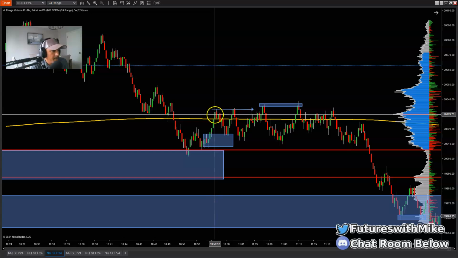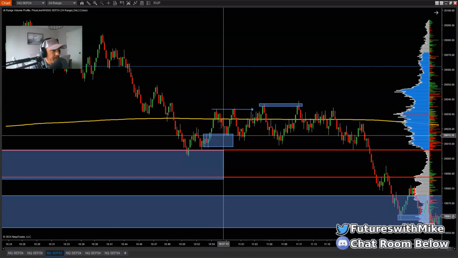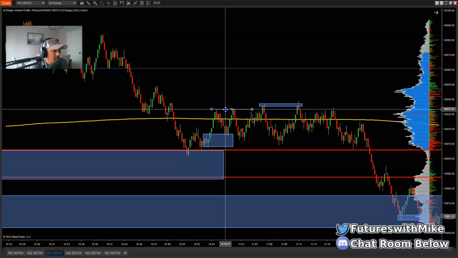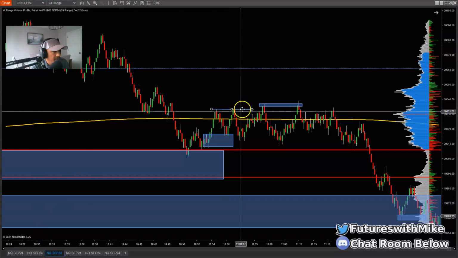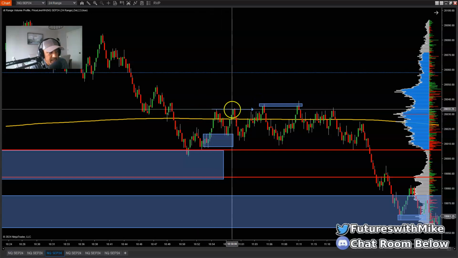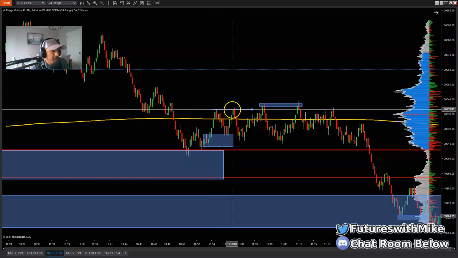Now, right here, it tapped into the zone, it pushed down, okay? And then it breaks higher right here, as you can see. Now, if you notice what took place right here, this was a sweep of liquidity at the top here. So it rejected when it tapped back into that 20,030 area.